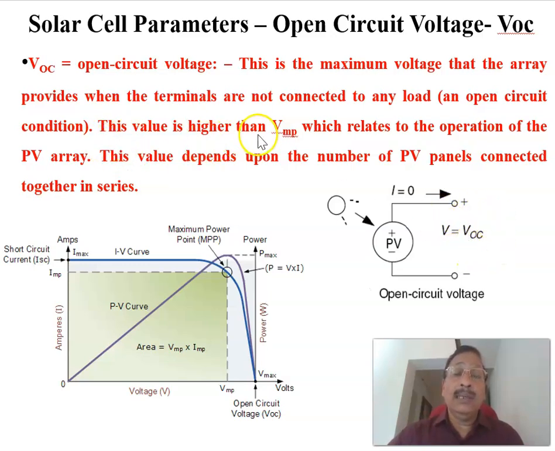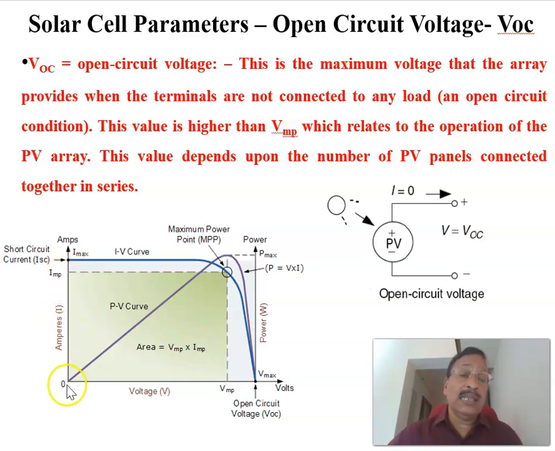This value will be higher than the maximum power point voltage. This is the corresponding VMP, and this is called the open circuit voltage. The open circuit voltage magnitude will be more than the voltage corresponding to the maximum power, which relates to the operation of the PV array. This value depends upon the number of cells connected together in series, because rather than a single cell, we will be connecting the cells in series. Therefore, the open circuit voltage depends on the number of cells connected in series.